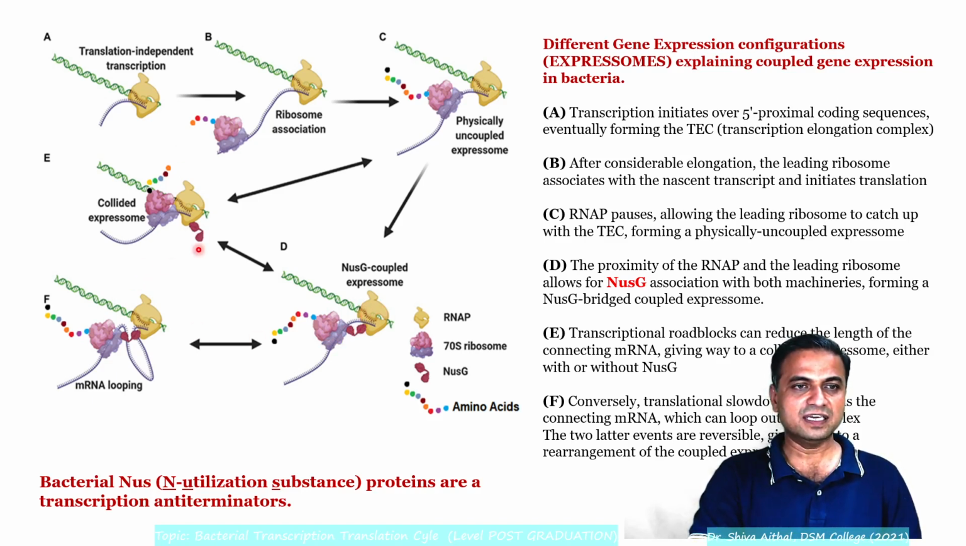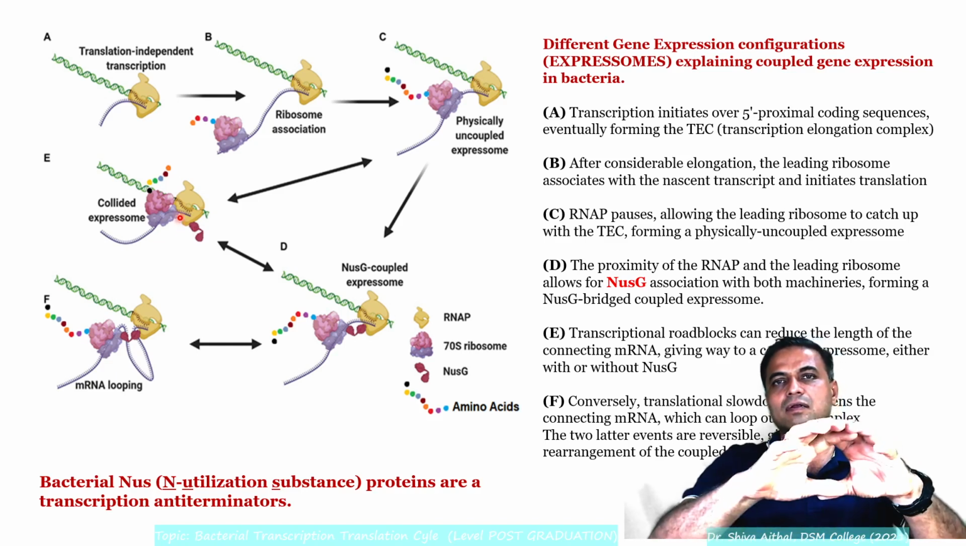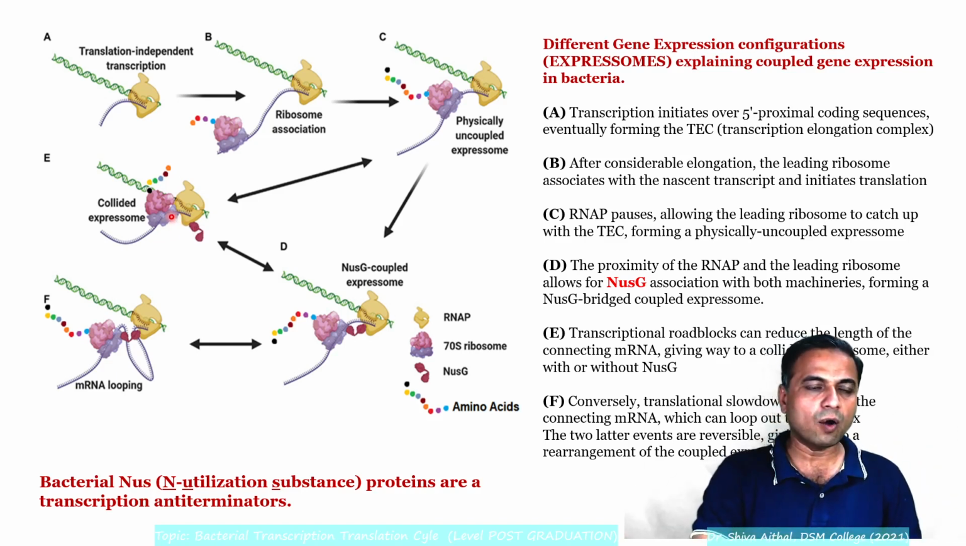E, if you see the E, there can be a collision. If this doesn't attach, transcriptional roadblocks can reduce the length of connecting mRNA, giving way to collision with or without G, and this will terminate the whole process. To avoid this, this anti-terminator acts like this. Alternatively, depending upon the rate, it can allow with loop or without loop.